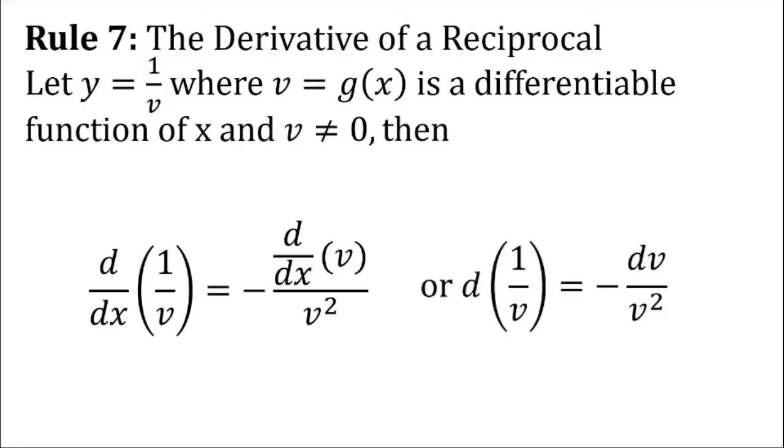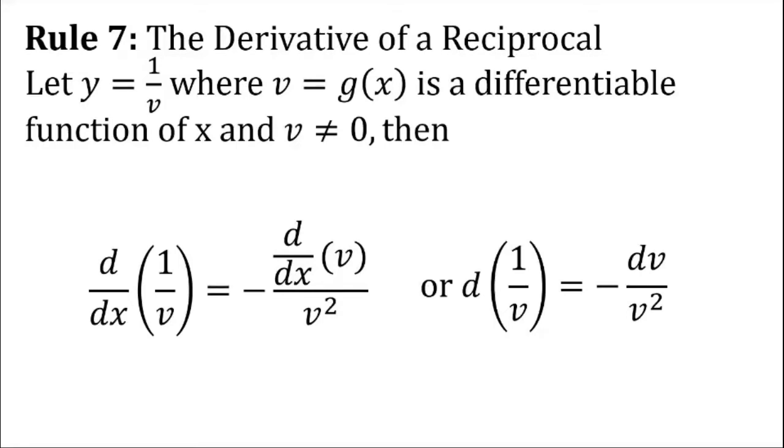or the derivative of 1 over v is equal to negative db over b squared. In other words, the derivative of a reciprocal of a function is the negative of the derivative of the function divided by the function squared.